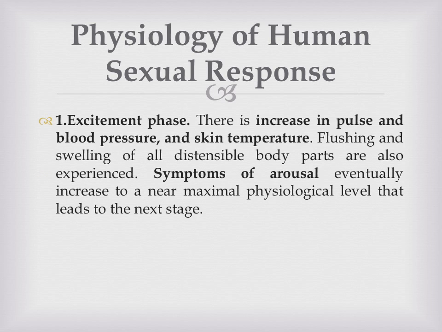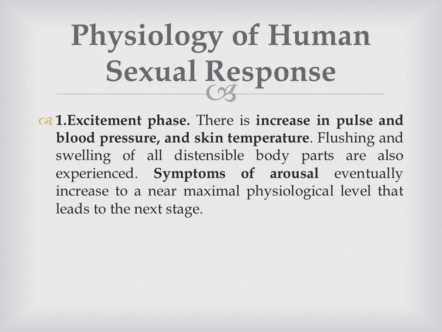All right, so now let's go to the physiology of human sexual response. The human sexual response goes through different phases. The first phase is the excitement phase. In the excitement phase, there is an increase in pulse, blood pressure, and skin temperature. Flushing and swelling of the sensitive body parts are also experienced. Symptoms of arousal eventually increase to a near maximal physiological level that leads to the next stage.